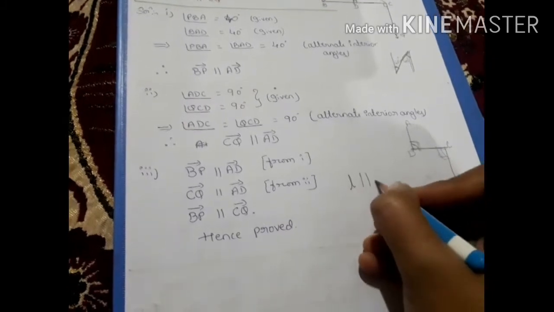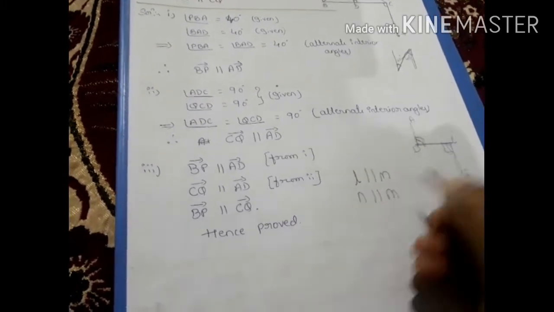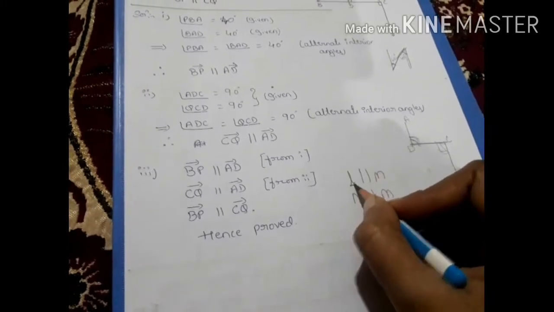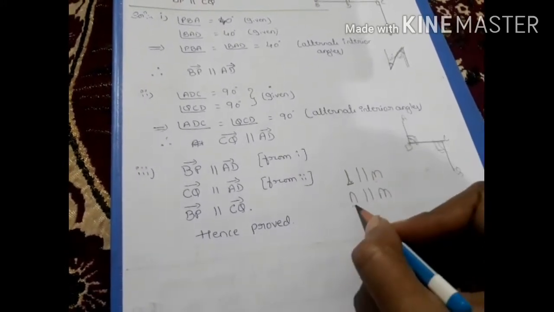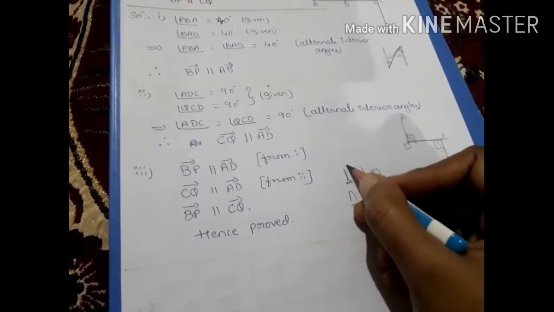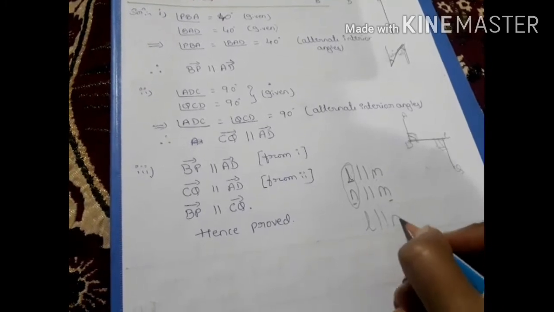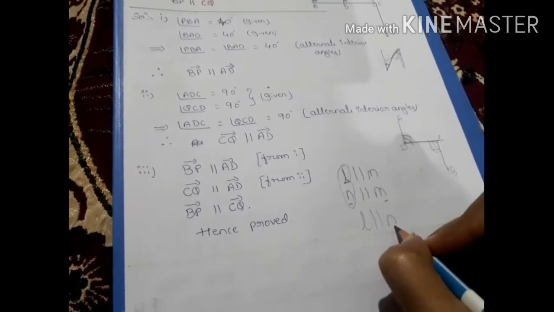L is parallel to M and N is parallel to M. When line L is parallel to M, and line N is also parallel to M, then these two lines are also parallel to each other. We can say that L is parallel to N.